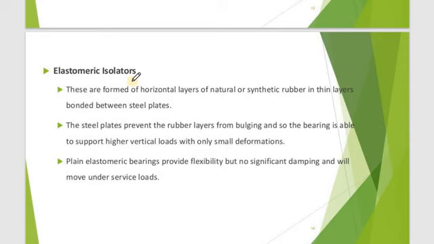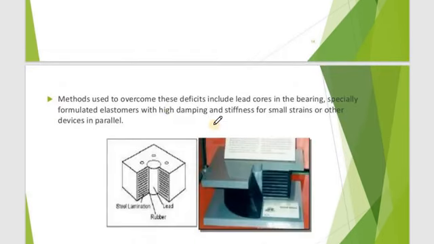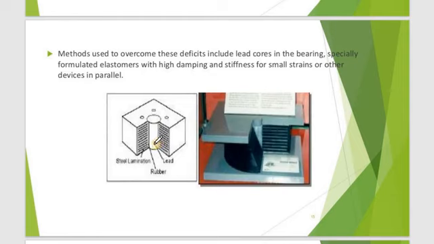Elastomeric isolators are formed by horizontal layers of natural or synthetic rubber in thin layers between steel plates, bonded by steel plates. The steel plates prevent the rubber layers from bulging, and so the bearing is able to support heavy loads. Plain elastomeric bearing provides flexibility but no significant damping and will move under service loads. Methods used to overcome these defects include, this is an example, lead core in the bearing, specially formulated elastomers with high damping and stiffness for small strains, and other devices.